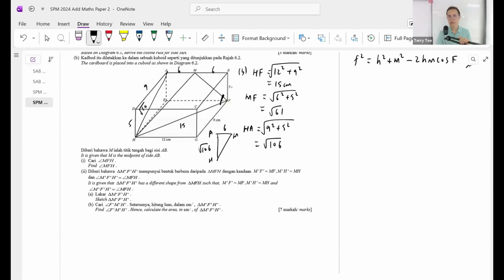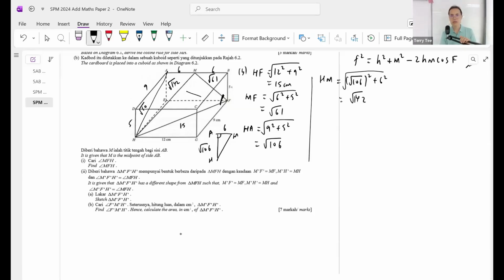Your hypotenuse is HM. So HM is square root of 106 square plus 6 square, square root. That is square root 142. 106 plus 36, 142. So guys, I know this is a bit too long. 142. This side is 61. The other one is 15. I know the length of all three sides. Now I can find angle MFH.